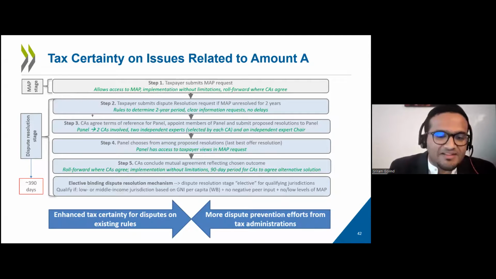So in sum, this enhanced tax certainty process for related issues would ensure that, first, tax administrations are encouraged to focus on dispute prevention to avoid the resource outlay. So they would focus on risk assessment, APAs, or other such processes. Where disputes arise despite these efforts, the framework allows them to be handled in the most efficient, effective, and timely manner. Like I said, we have several procedural features that address issues noted by taxpayers in existing procedures.